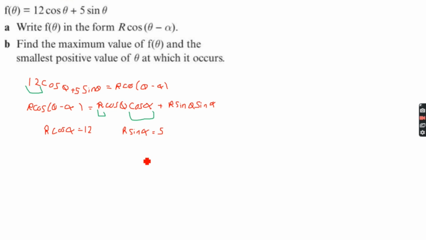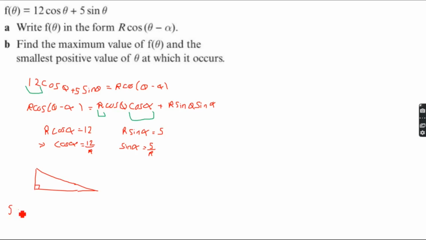And now let's rearrange for sin alpha and cos alpha. So it follows that cos alpha is 12 over r and sin alpha is 5 over r. Okay, now we can solve for alpha because we've got trigonometric expressions. So let's draw a right angle triangle. There we go. Terrible triangle, but that will do.